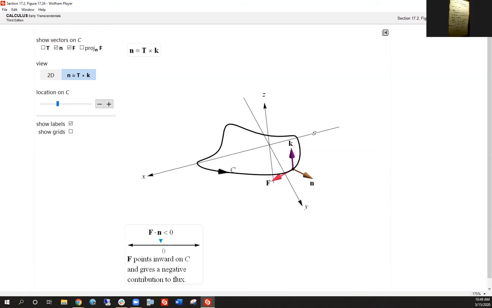So the normal vector is also perpendicular to the z-axis, right? Yes, it would be perpendicular to the z-axis. Got it.